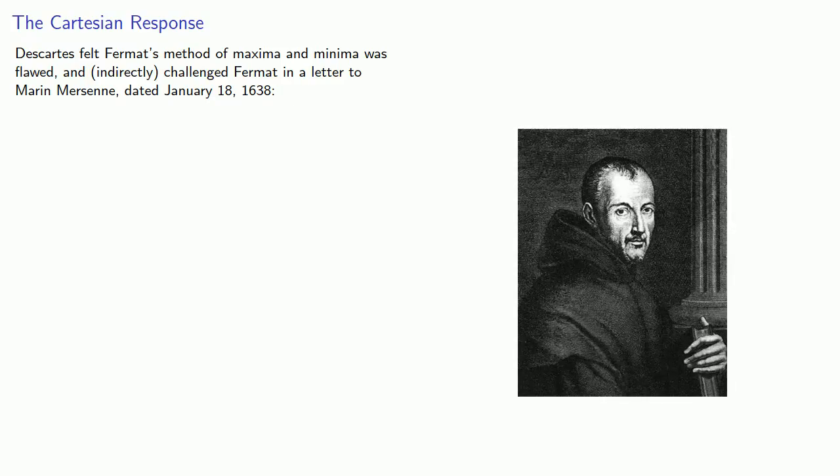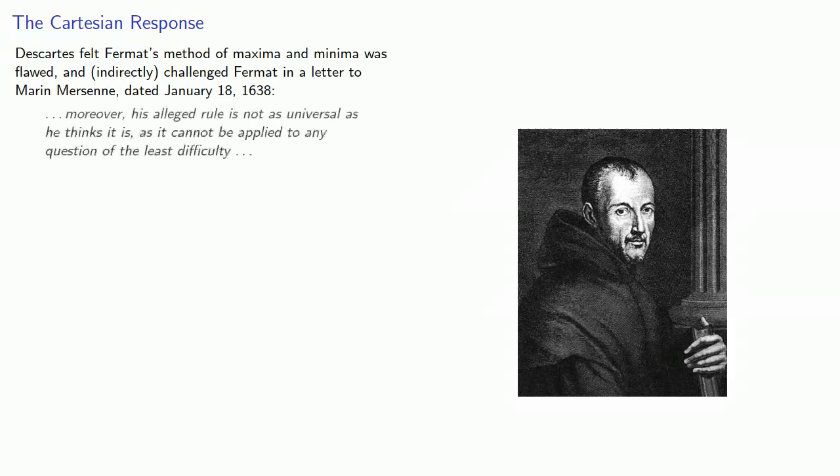When presented with Fermat's results, Descartes felt Fermat's method of maxima and minima was flawed and, indirectly, challenged Fermat in a letter to Marin Mersenne, dated January 18, 1638. Descartes' language is rather inflammatory. He criticizes Fermat's method and says, "Moreover, his alleged rule is not as universal as he thinks it is, as it cannot be applied to any question of the least difficulty."